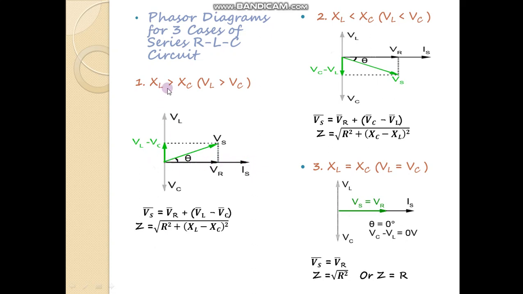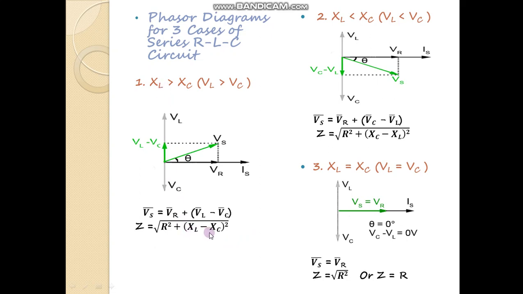Now here, as the VL part is greater than VC, the phasor will come in the positive part of the imaginary axis. Then we will take the resultant of VL minus VC and VR. It will be the third phasor, that is the source voltage VS. So how to find VS? It will be the vector addition of VR and VL minus VC. Now how to find the impedance for the first case? It is equal to under root R square plus XL minus XC square.